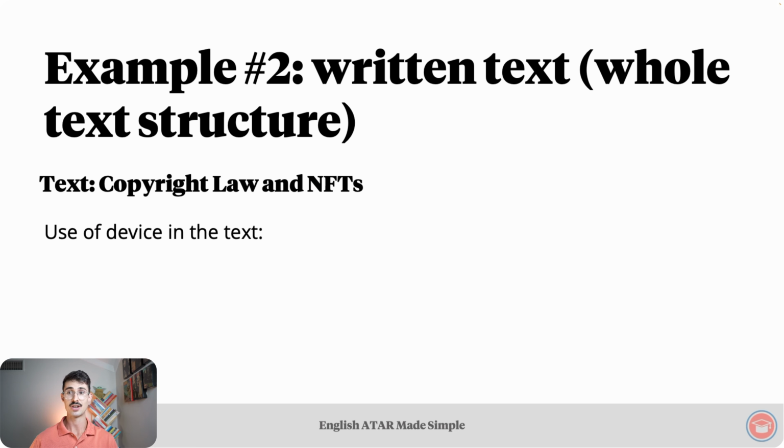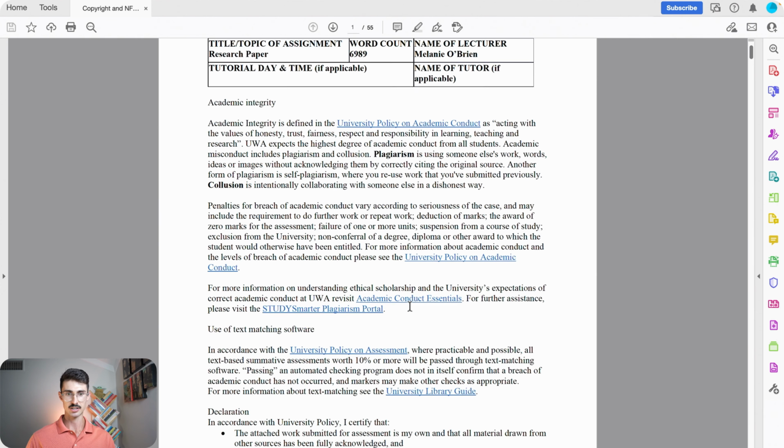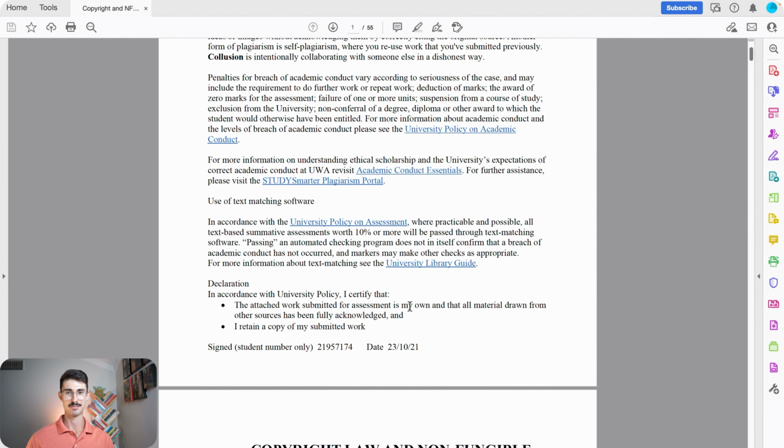It would probably help if you could get a glimpse of the text before we go any further. So let's check it out. All right. And here we are. This is the mini thesis I wrote at the end of 2021. This was a very satisfying moment for me when I submitted this assessment. It represented the last assignment that I had to submit for law school.